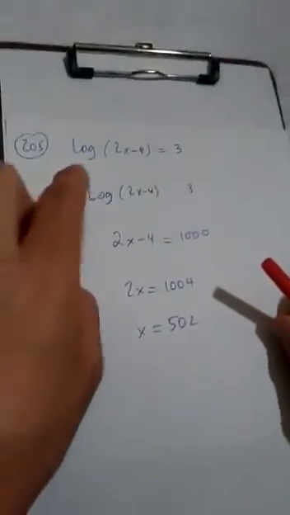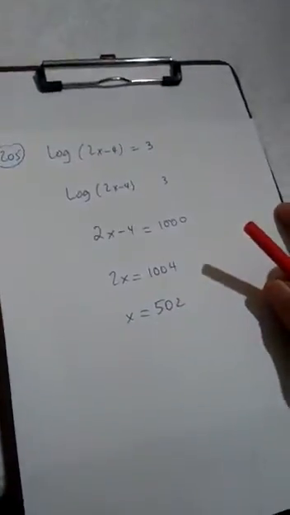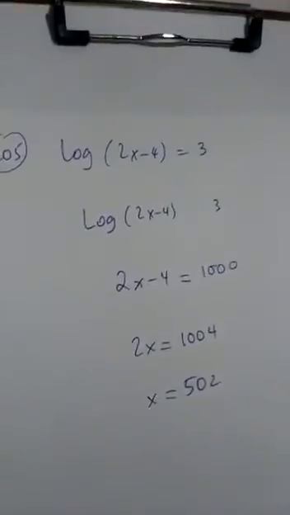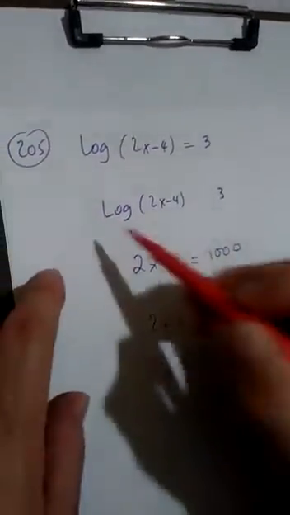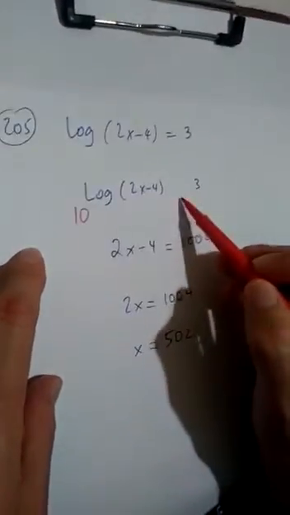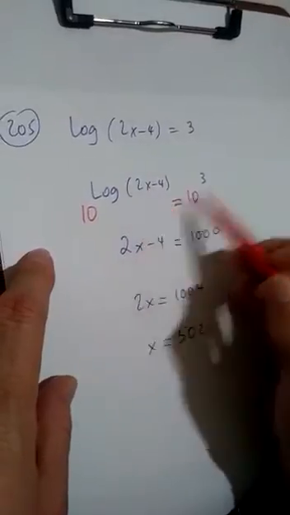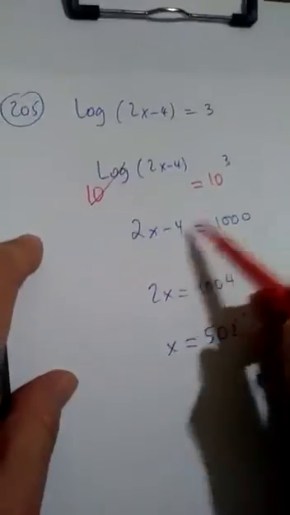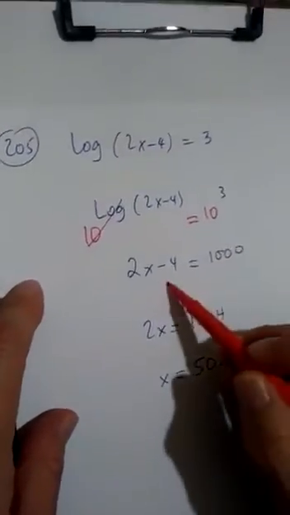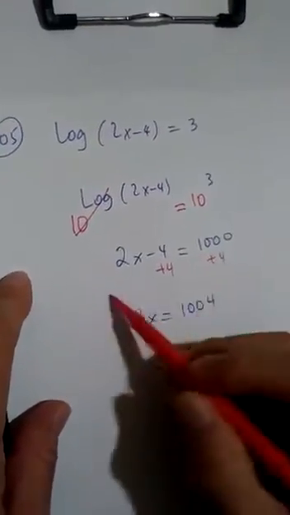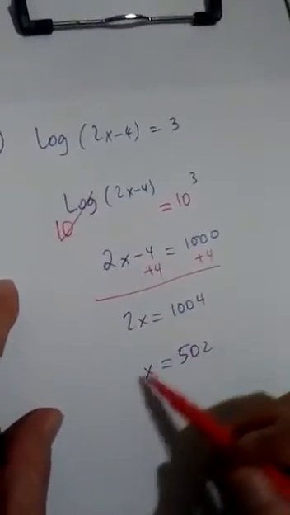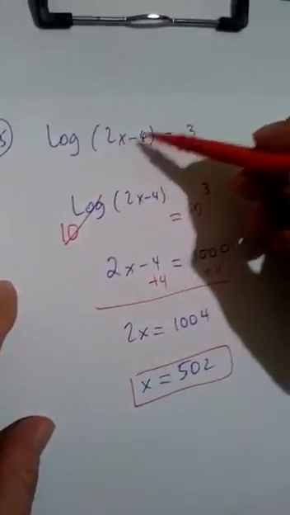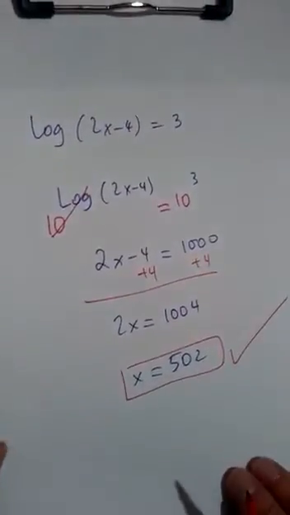Next example, log of 2x minus 4 equals 3. There is no base here, so that means it's base 10. Okay, I'll rewrite it here. If it's base 10, it means you raise each of these 10 to the power left side equals 10 to the power right side. These two cancel, so that leaves you with 2x minus 4 equals 10 cubed, which is 1000. Add 4 to both sides. So 2x equals 1004, x equals 502. If you put 502 back there, times 2 minus 4, that's a positive number, so it's okay.